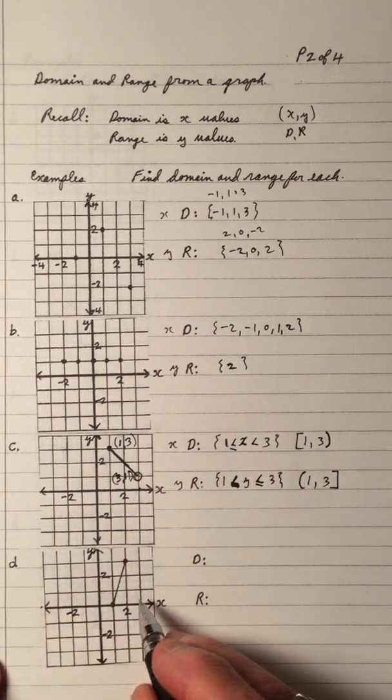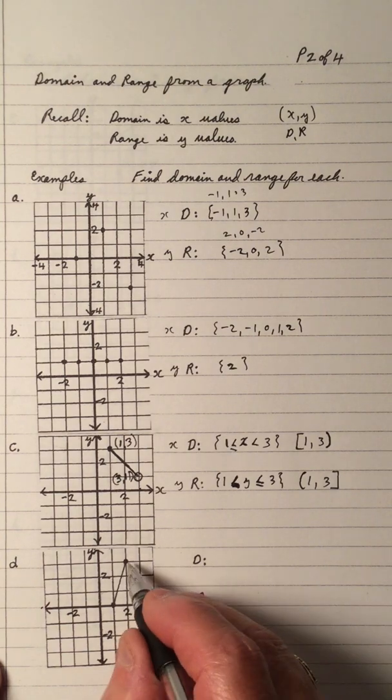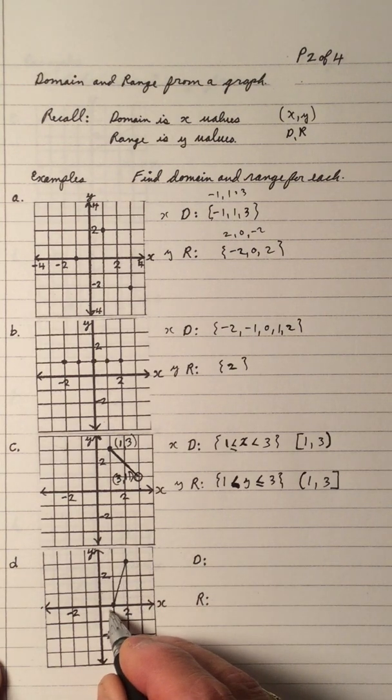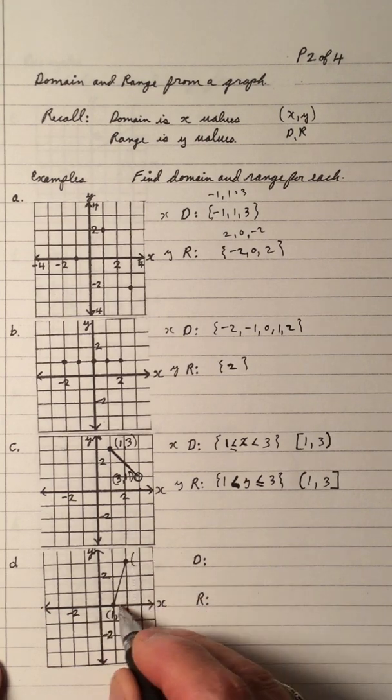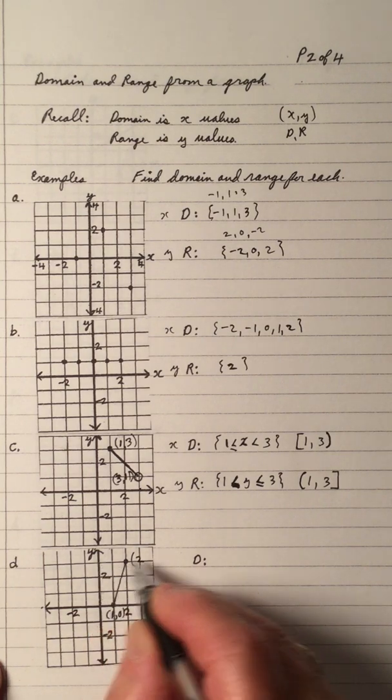And D, we have both points included. This time we have this point right here, x is 1 and y is 0, and this point, x is 2 and y is 3.